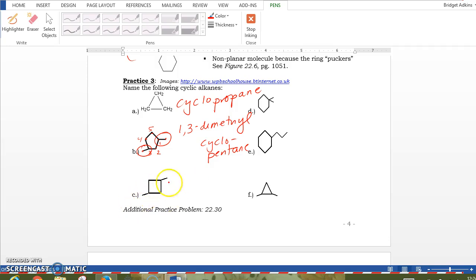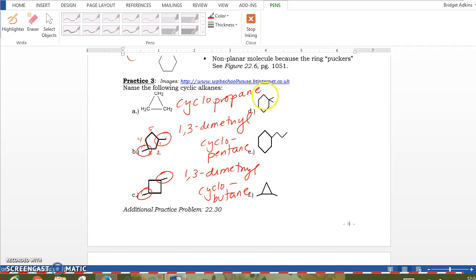All right, in C we see a square, so we know that the base is cyclobutane, and then again a 1-carbon branch, a 1-carbon branch, doesn't matter which way we number, that's going to be a 1, 3 dimethyl cyclobutane.